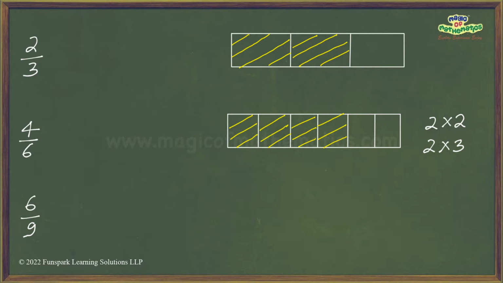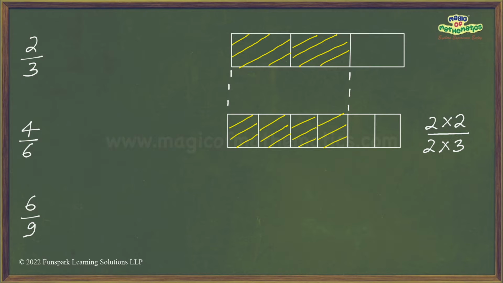Compared to the visual representation of 2 over 3, we have doubled the number of parts that we have divided the whole into, and also doubled the number of parts that we have shaded. So we are looking at smaller parts but more of them. So 4 over 6 is the same as 2 times 2 over 2 times 3. Visually, we can see that this fraction is the same as 2 over 3.